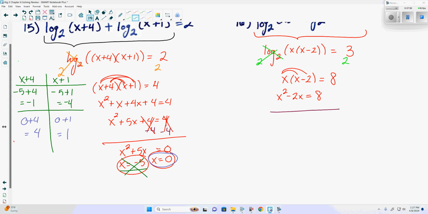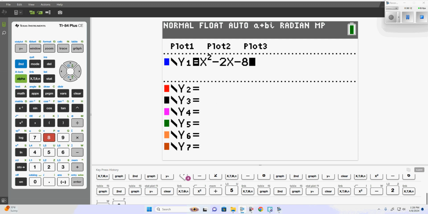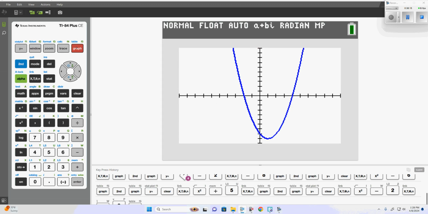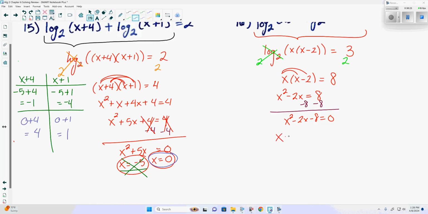And again, just like the last one, we do need to get this equal to 0. X squared minus 2x minus 8 equals 0. I'm going to go on and graph it. Graph. We do see it crosses the x-axis at 2 points, -2 and 4. So we have these two solutions here.